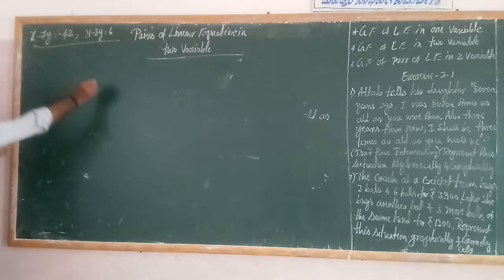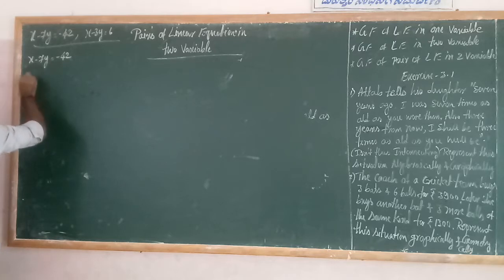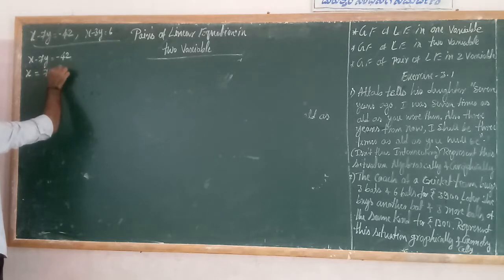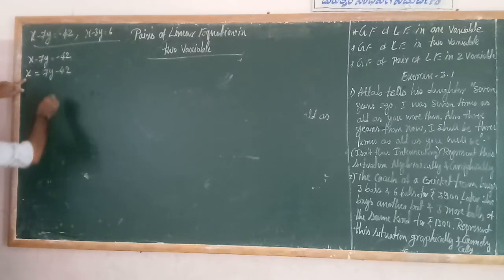So what are the tables? See, first I will take the first equation. What is that? x minus 7y is equal to minus 42. So first I will send the 7y over here, it becomes x is equal to 7y minus 42. Okay. If you give the y value, the x value will exist. So I will give y value here. y is equal to 0, I will give it here.